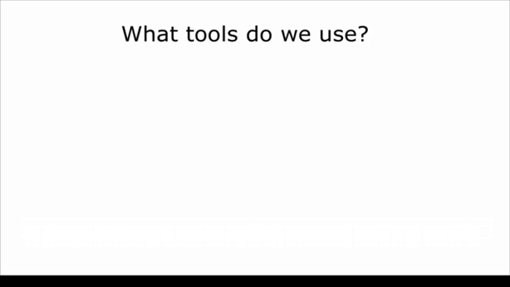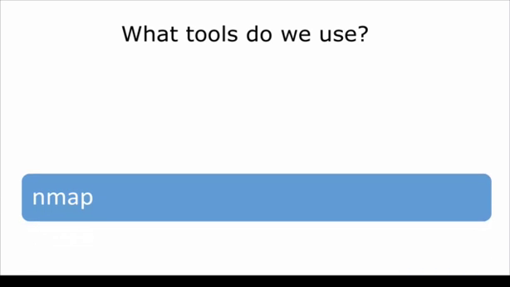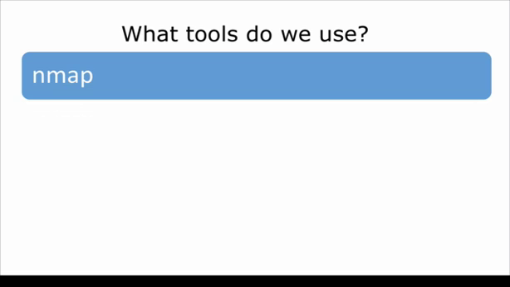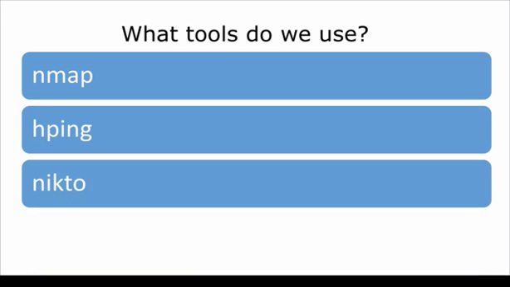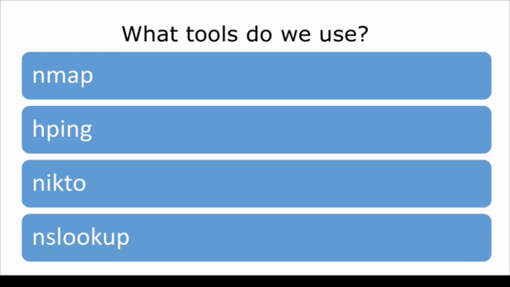What tools do we use? Well, we're going to focus on 4 tools in this module. We're going to look at Nmap in detail, hping, Nikto, and finally NSLOOKUP. Now, we covered a little bit of these in footprinting, but in this module we're going to be looking at them in a lot more detail.